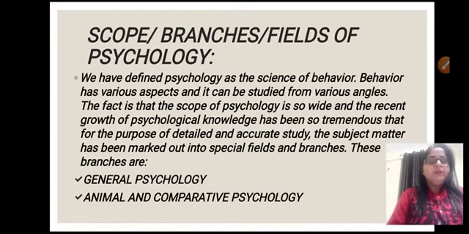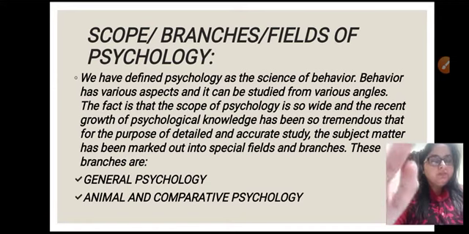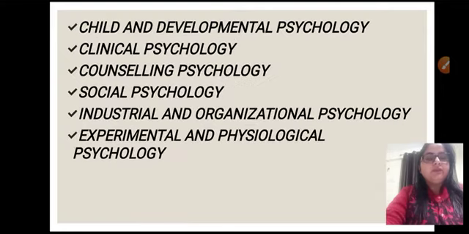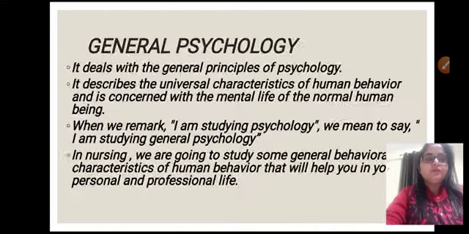To make it easy for us, the psychologists divided psychology into different areas, and these branches of psychology are general psychology, animal and comparative psychology, child and developmental psychology, clinical, counseling, social, industrial and organizational, and experimental and physiological psychology. So, now we will discuss all these branches one by one.